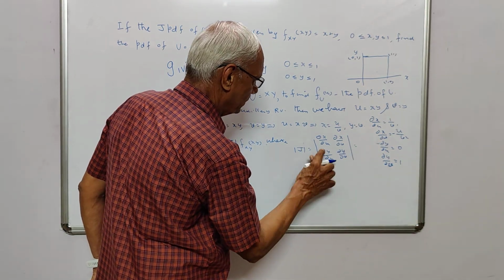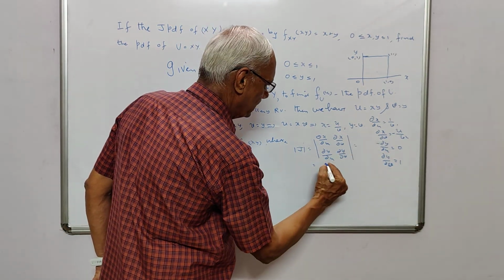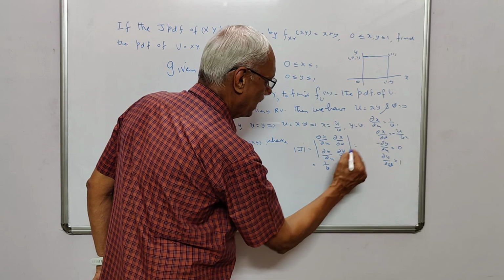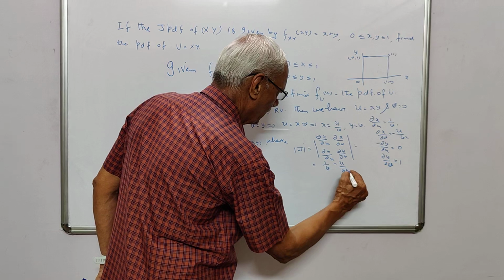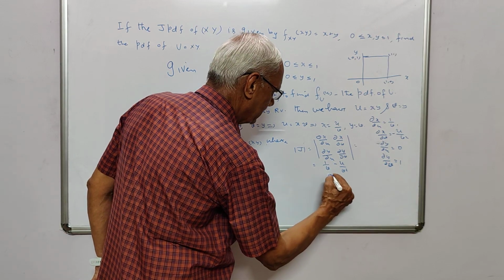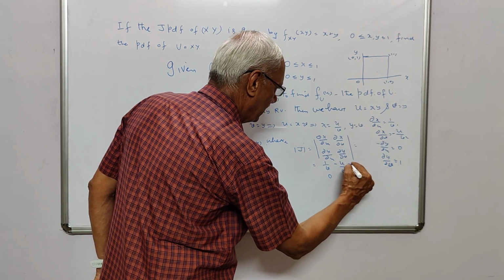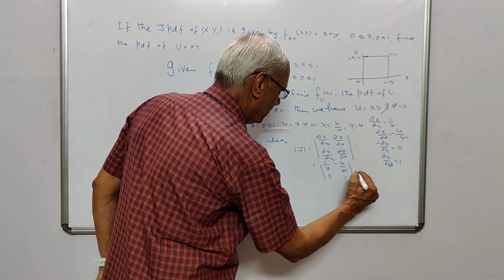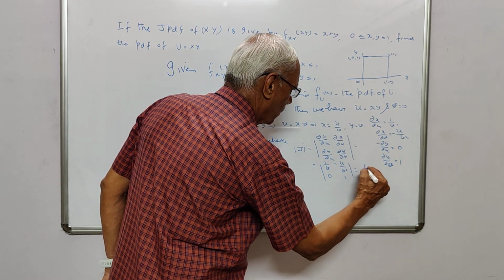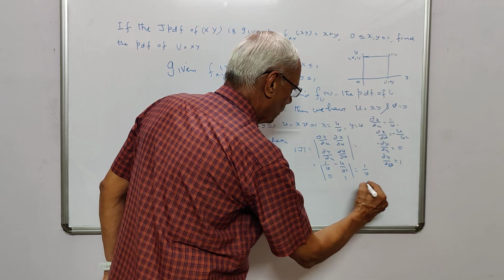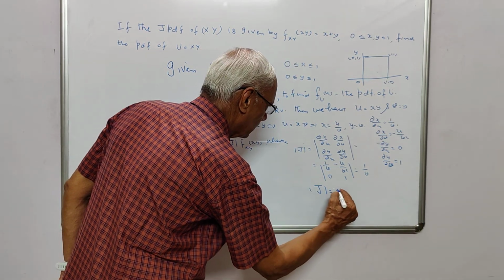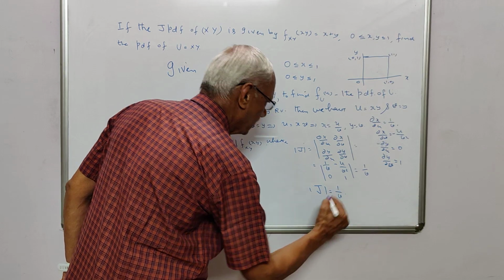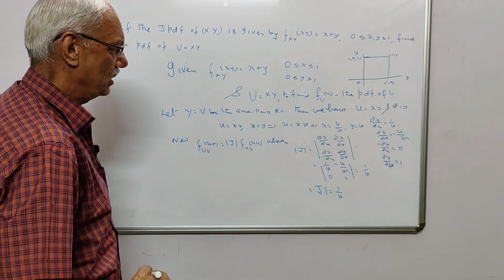Now substitute the values here. ∂x/∂u is 1 by v, this is minus u by v squared, and this is 1, and you get this to be equal to 1 by v. So J is equal to 1 by v. So this is what you get here.